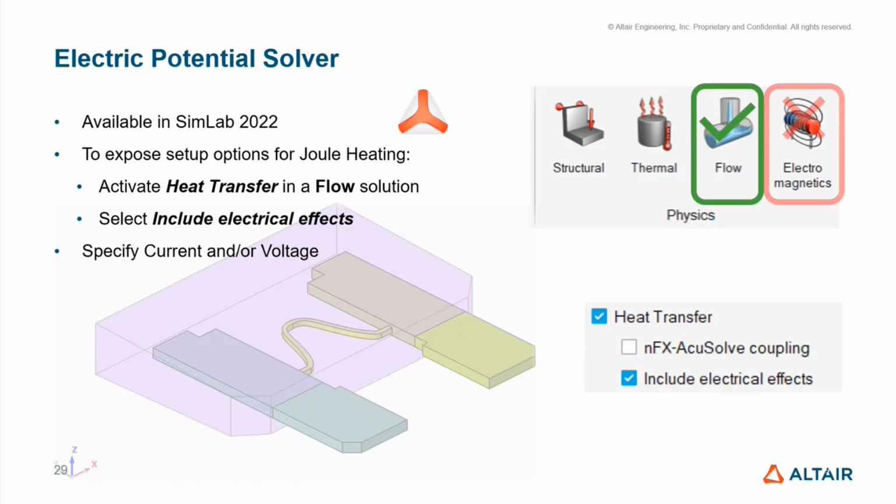So the electric potential solver, or joule heating, as it's also known, is available in SimLab for version 2022. To expose the setup options, users will create a flow solution. I just want to highlight that this is available in the flow solution, not the electromagnetics solution, which is right next to it, and activate heat transfer within that flow solution. So this will show the option to include electrical effects.